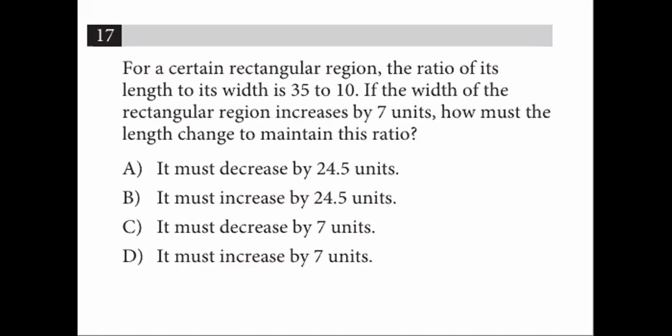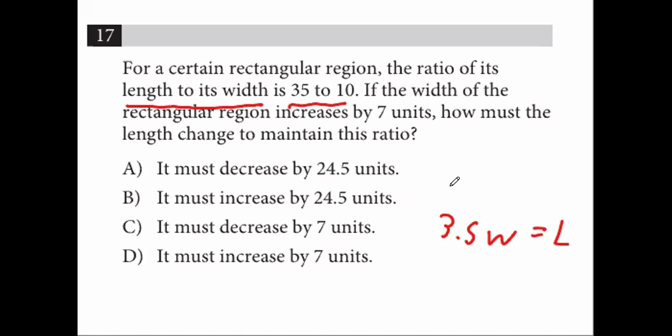Okay, question 17. We have a ratio 35 to 10. That's the ratio of length to width. So in this case, width times 3.5 is equal to the length. So if we have 10 for the width, the length would be 35.